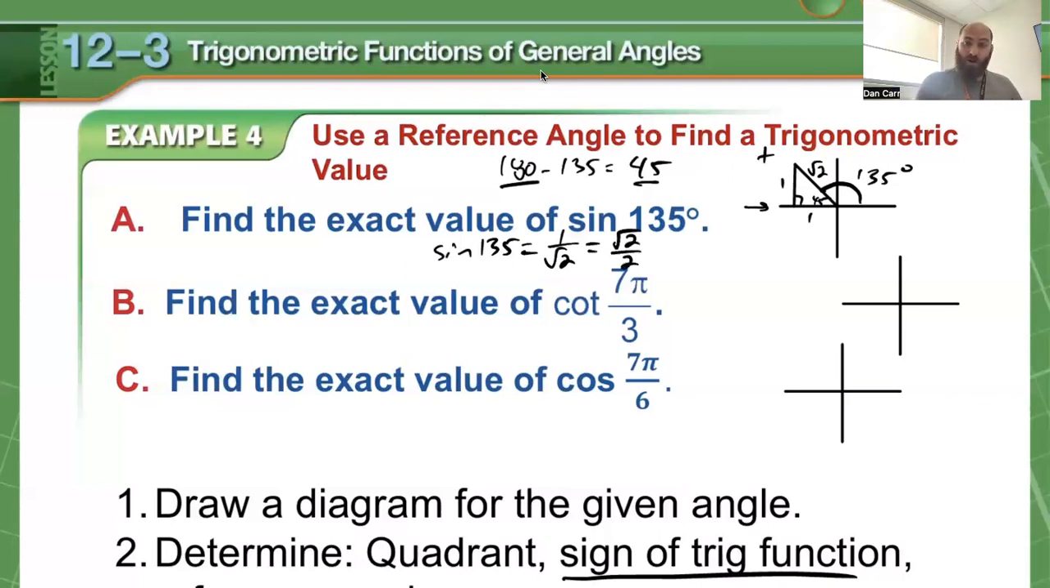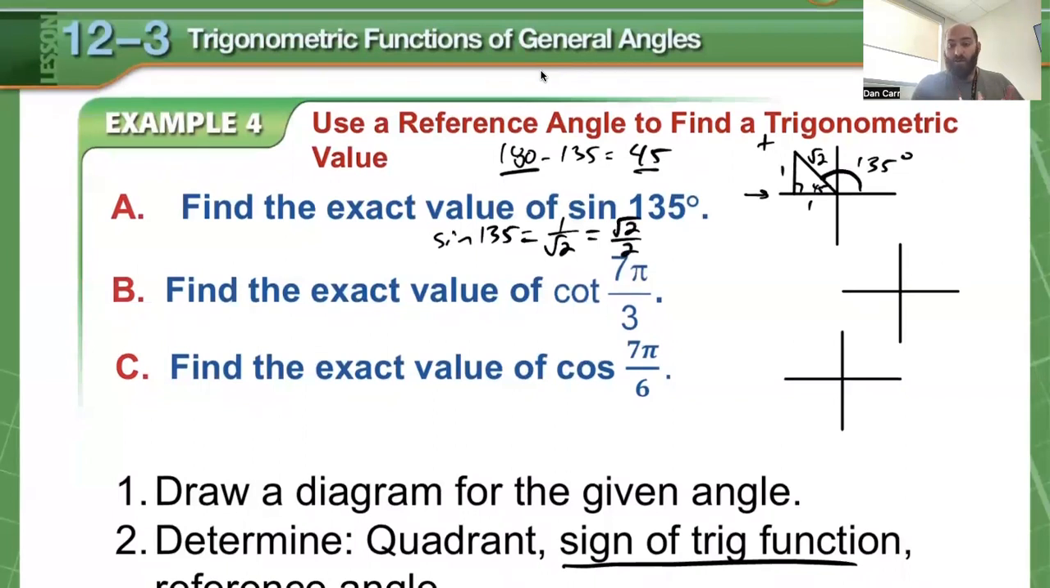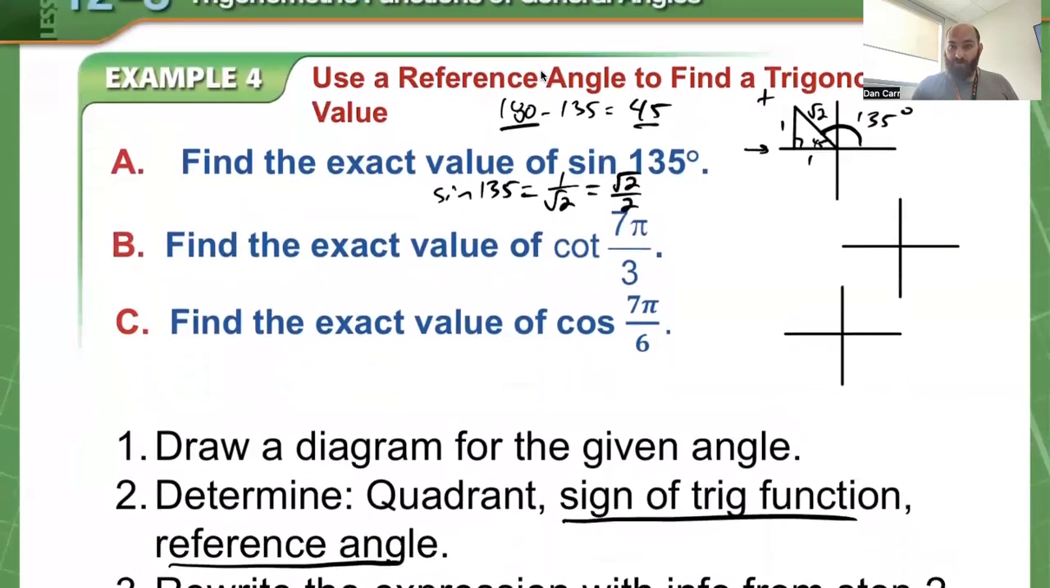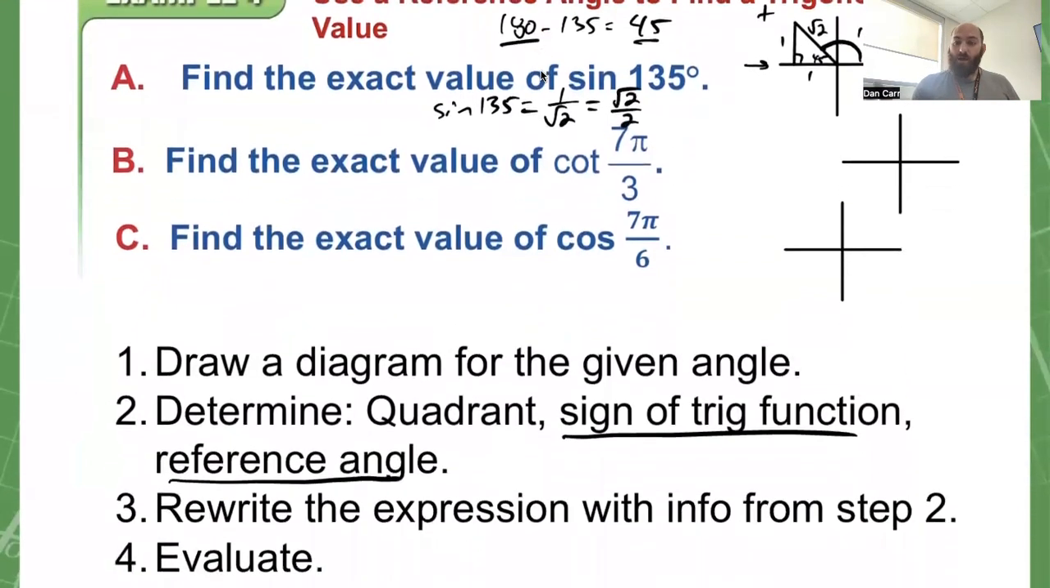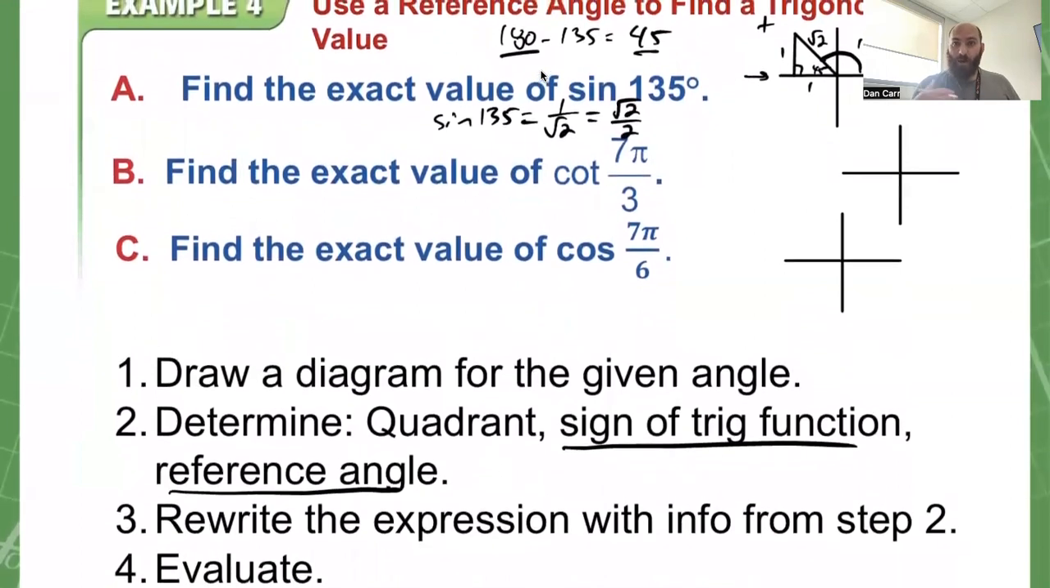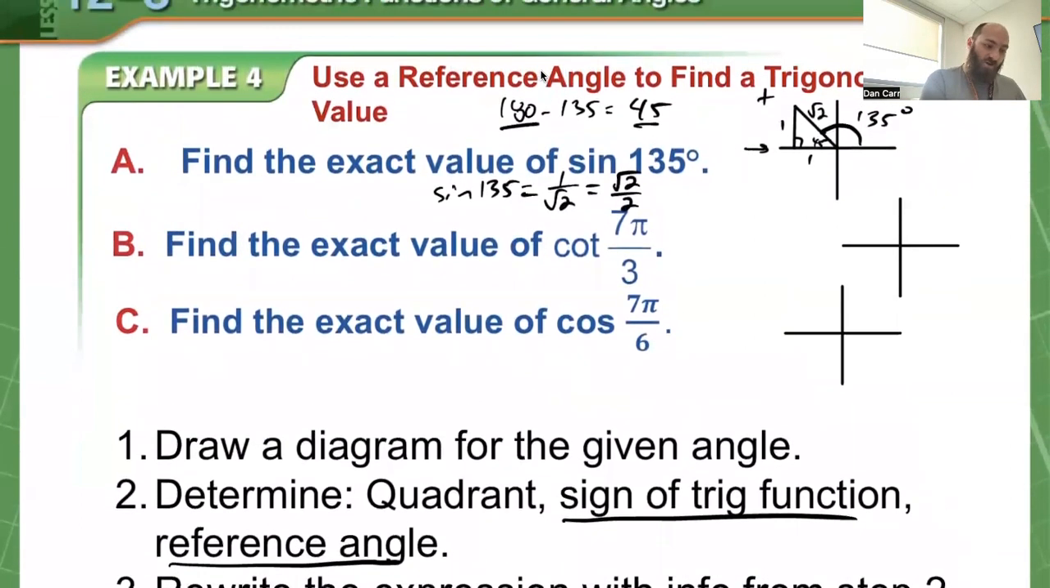So again, we drew the diagram, we figured out the quadrant we're in, the sign of the trig function, and which reference angle we had. Then we figure out the value by basing it on our reference triangle. So even though I did sine of 135, what I'm really doing is the sine of 45 is 1 over root 2. That's why that applied there.